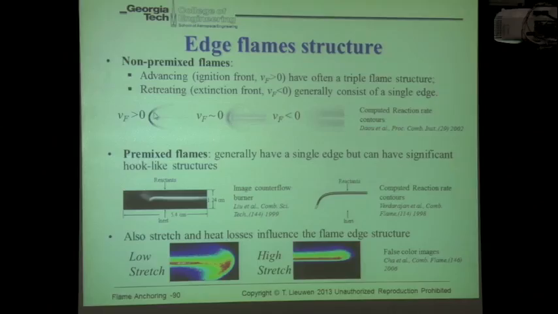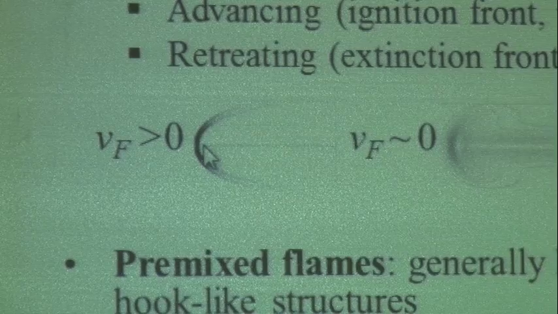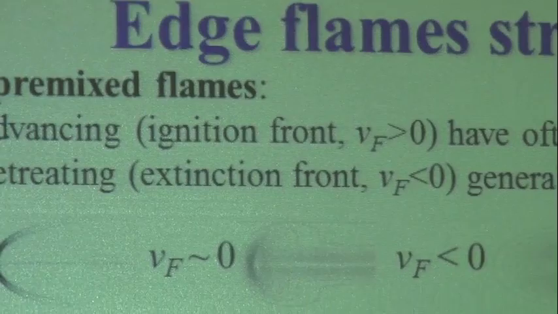By the way, he did these calculations since this is a non-premixed edge flame, by varying the transverse gradient. So you're basically varying the scalar dissipation rate. So VF greater than zero would be a relatively low scalar dissipation rate. You get a propagating front. You can see here, this is a retreating edge.